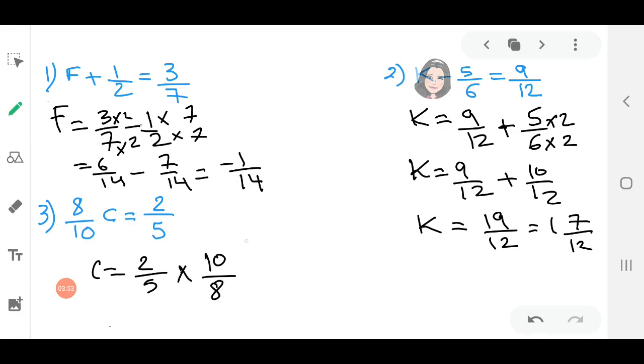Now I look for any simplification. 5 and 10, divide both by 5. This is a 1, this is a 2. 2 and 8, divide both by 2. This is a 1, this is a 4. And 2 divided by 4, divide them by 2. This is a 1 and this is a 2. So c is going to be equal to 1 out of 2.